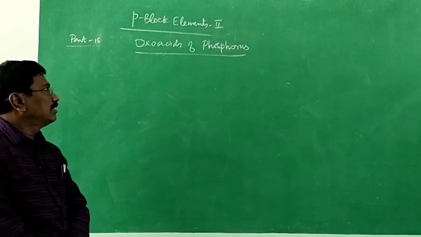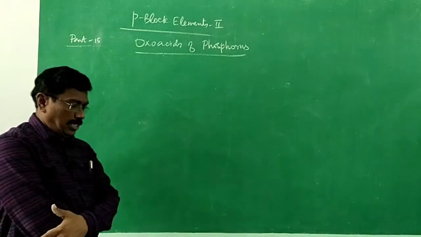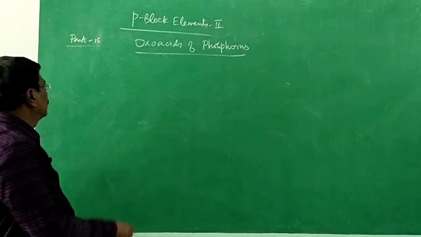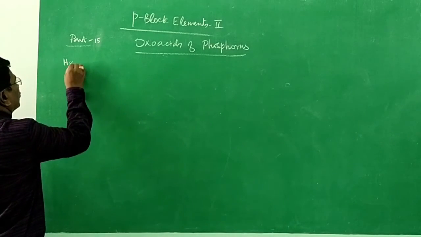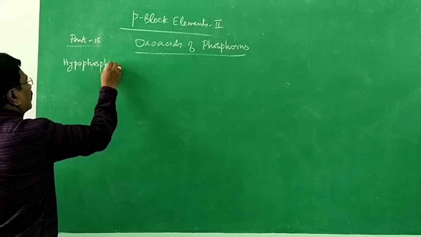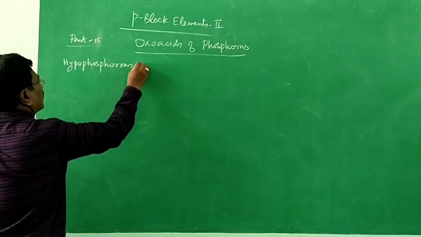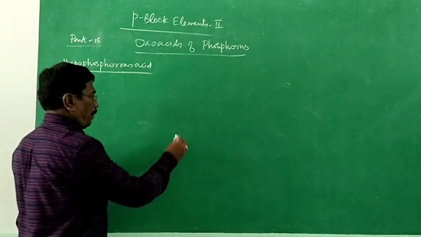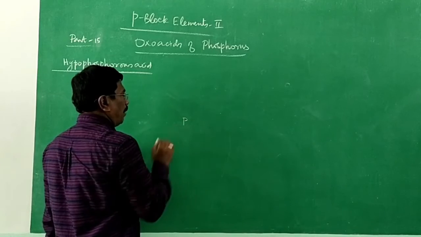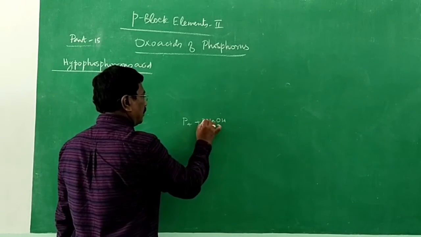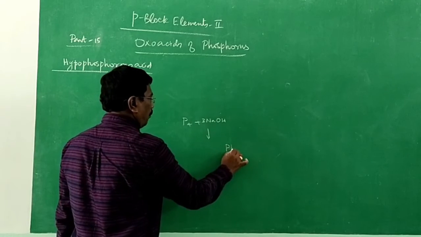So dear students, today we are going to talk about oxyacids of phosphorus. Only a few oxyacids we are going to see. Hypophosphorus acid. You might have heard of this acid a little earlier in the preparation of phosphine, when phosphorus is made to react with sodium hydroxide. Do you remember now? Phosphine is formed.